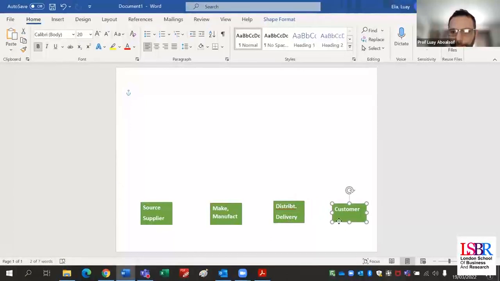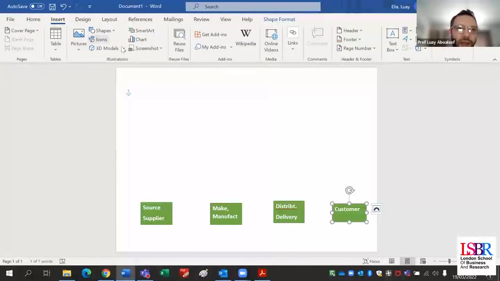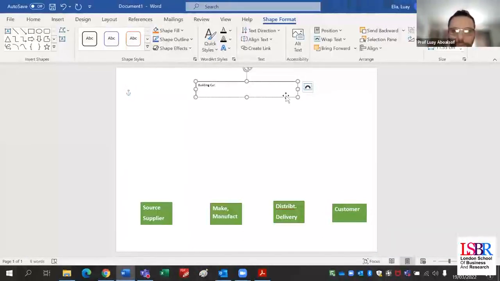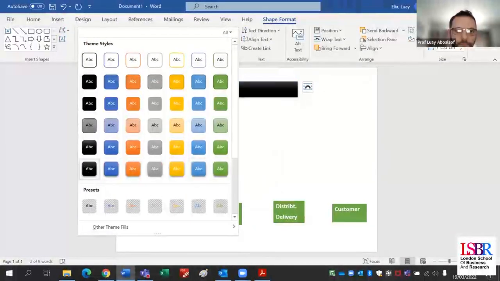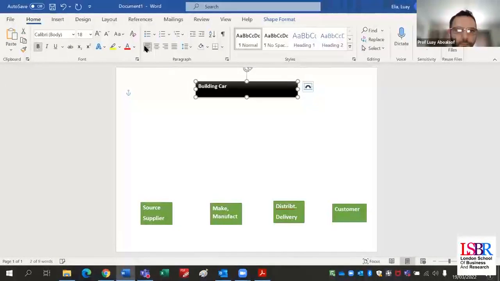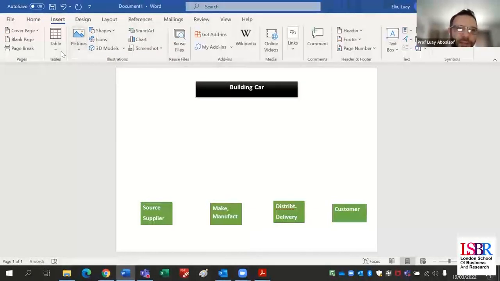Now, don't forget that during this process, you might have many suppliers, many manufacturers and makes, many distribution and deliveries, many customers. First thing, let's say that I am building a car. I would have the components coming from two or three or four different countries or different sources, different suppliers. Therefore, I will highlight them. They would have a different symbol.